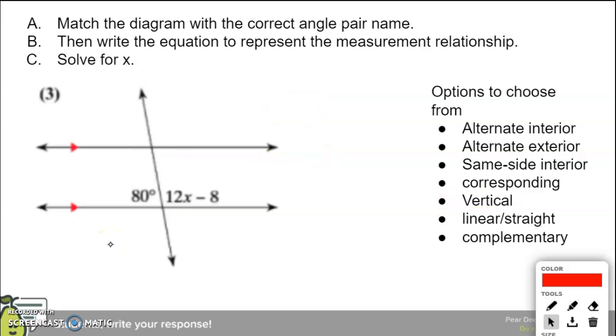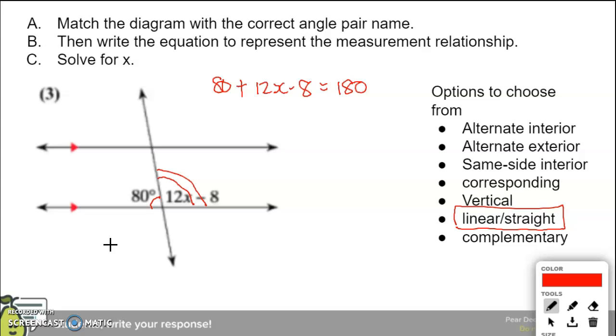Next problem, what is the angle relation between this angle and this angle? Well, they form a straight line, don't they? So they are a linear pair or straight angle. And what do we know about a linear pair? They always add to 180 degrees because a straight line is 180 degrees. So we can say 80 plus 12x minus 8 is equal to 180 degrees.